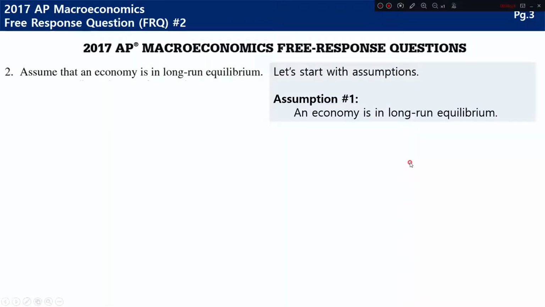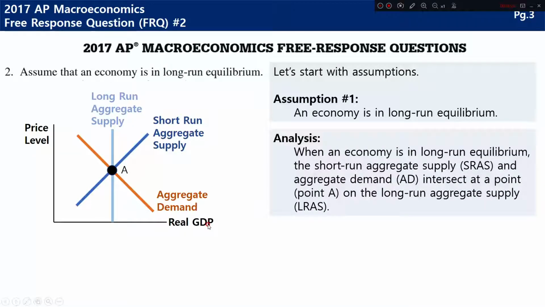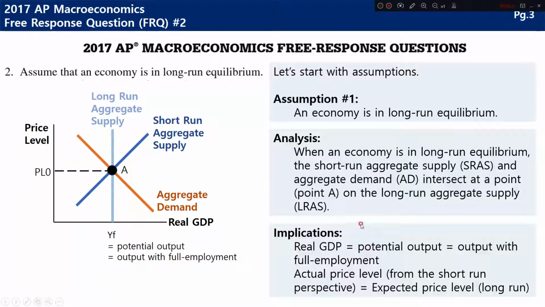Assumption number 1. An economy is in long-run equilibrium. As a result, we have short-run aggregate supply, long-run aggregate supply, and aggregate demand. They all intersect at a point. Implication number 1, real GDP equals the potential output, with full employment. Actual price level equals the expected price level.